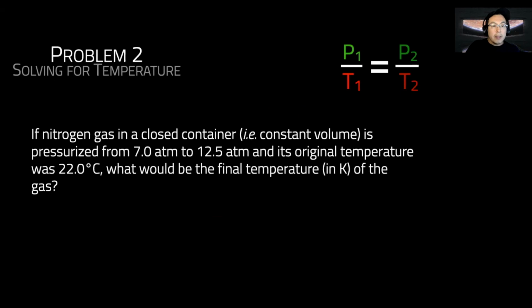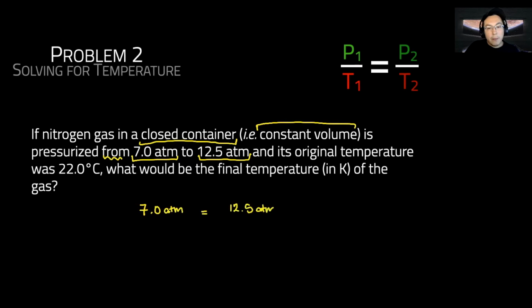Second problem. It says if nitrogen gas is in a closed container, every time we have this closed container thing, it also means the same as a constant volume, right? Because it doesn't change. It is pressurized. So you put more pressure. Check it out. From 7 atmospheres to 12.5 atmospheres. That means that these numbers are going to be my initial and my final, right? This verb pressurized indicates that there was a change from this point to that point. So prepositions also mark which one is initial and which is final.